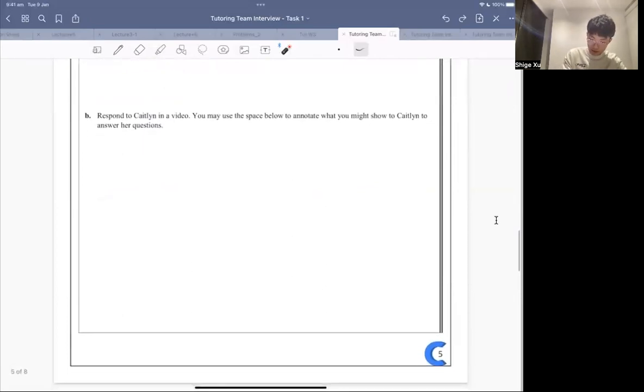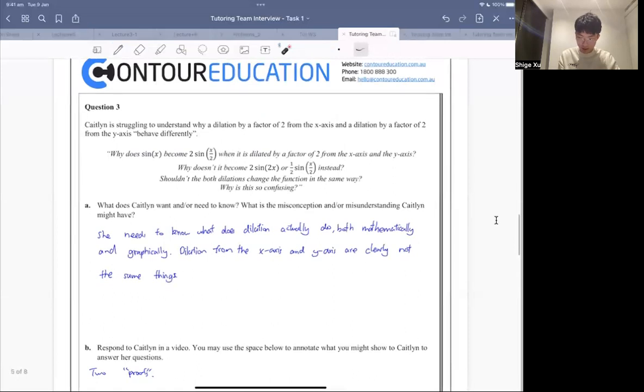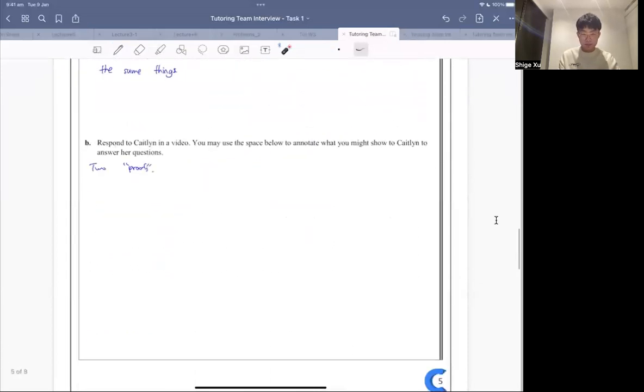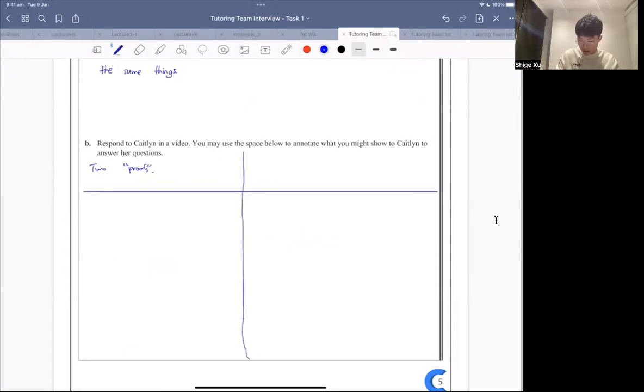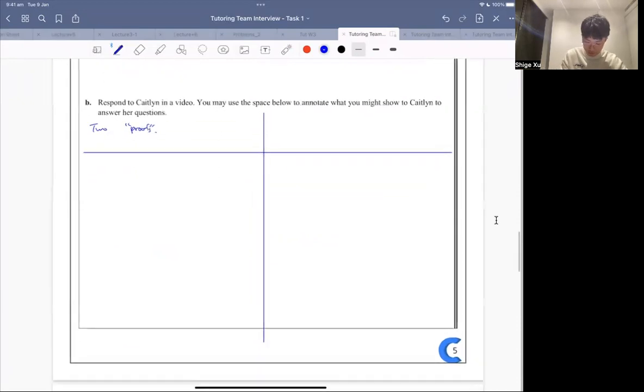All right, Kathleen, I'm going to show you two proofs to show you why this is different. Why is dilation from the x-axis and dilation from the y-axis different? Okay. I'm going to use a graphical method and a mathematical method. Let me do the graphical method first. Just give me a while to do a good sketch.